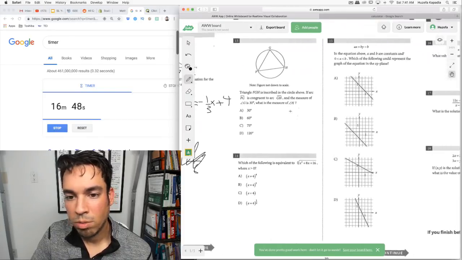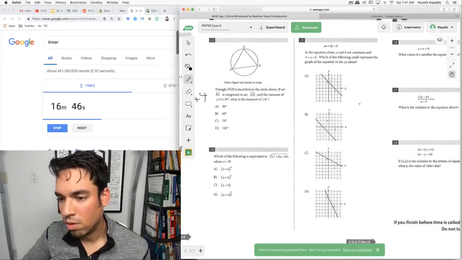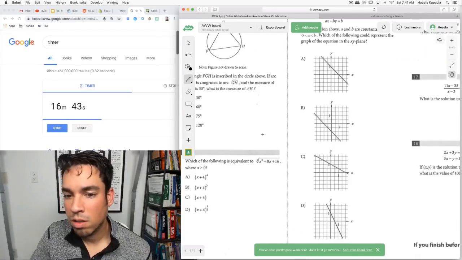Tricky, tricky. Whoops, I'm zooming out for some reason. I don't know why. Hold on. There we go.